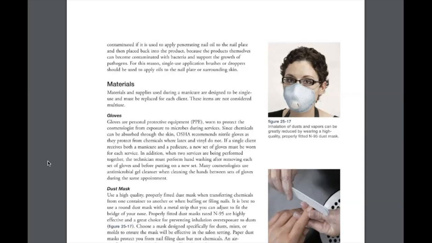Then you have your abrasive nail files and buffers, which is your nail file here, and here's your buffer. Your nail files and buffers are generally single use only, and they are available in many different types and grits. I don't know about y'all, but I don't know how many nail buffers we've seen in nail salons, and they don't typically throw them away.